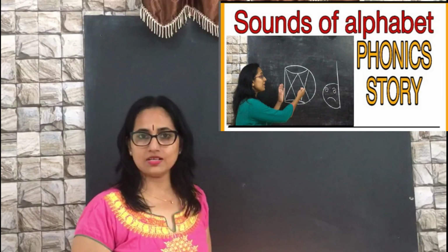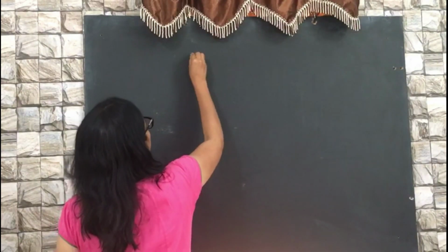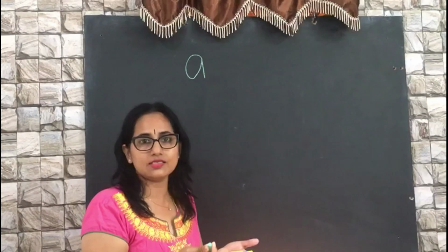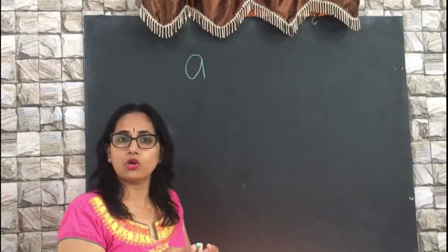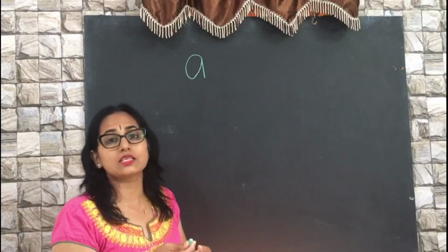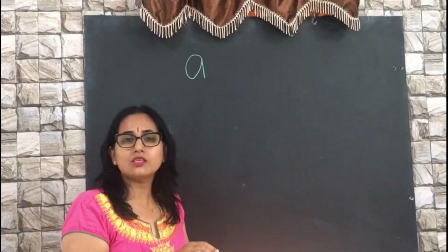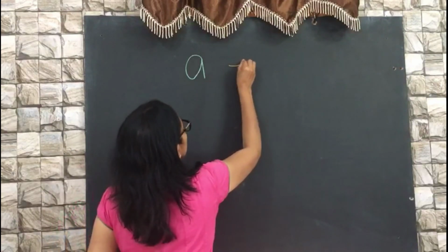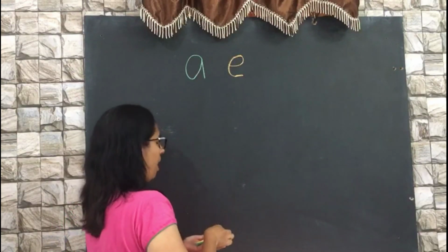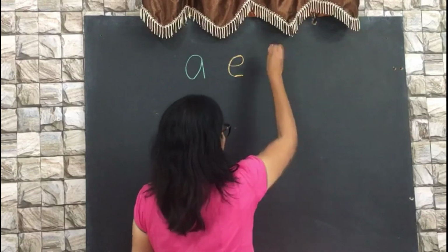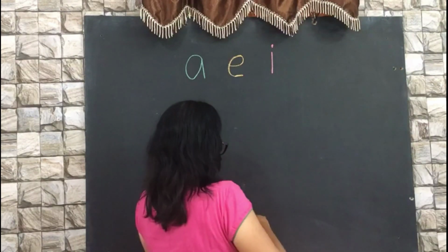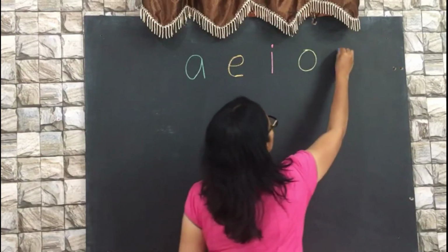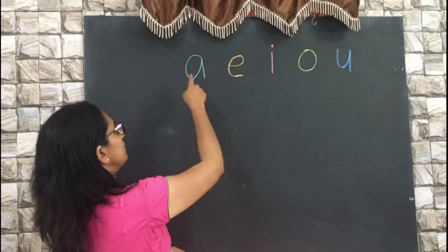So what are the vowels? A, E, I, O and U. I'm using different colors, as I always say in all my classes. These colors I'm using to differentiate the sounds as well as to make the vowels easy to remember.